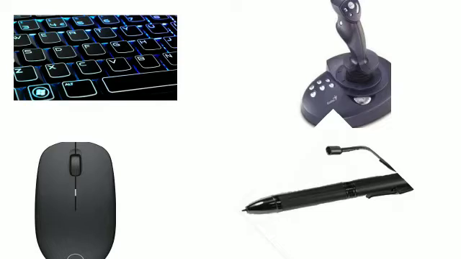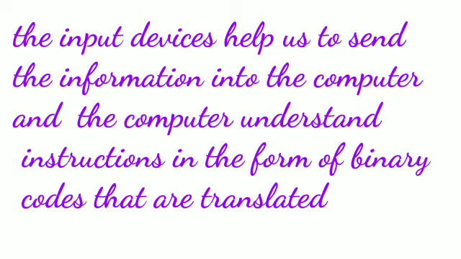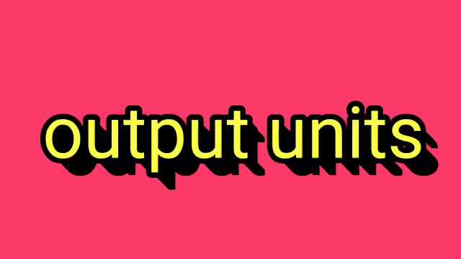Here are some examples of input units: keyboard, joystick, mouse and light pen. The input devices help us send information into the computer, and the computer understands it in the form of binary code.